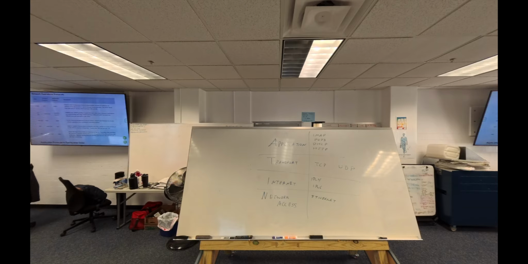The next thing is NetBIOS. This is an older way for computers to communicate over TCP/IP and kind of name the device. Those are 137 through 139.